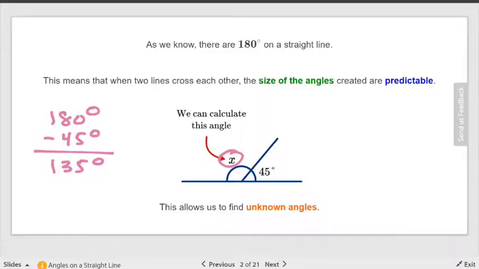It's good? Yeah. So if you can subtract or use your calculator, you can do these. But you just have to remember, supplement means how many degrees? 180. Complement means how many degrees? 90 degrees. And if you can remember that, then you're in good shape. All right, let's see what else we got going on.